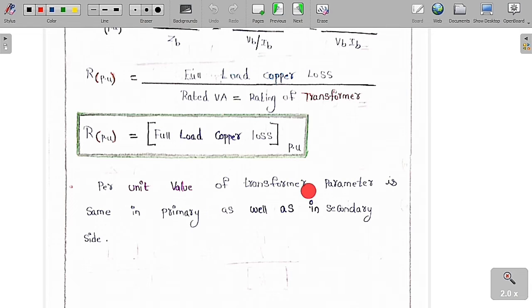The per unit value of a transformer parameter is the same in the primary as well as in the secondary side.